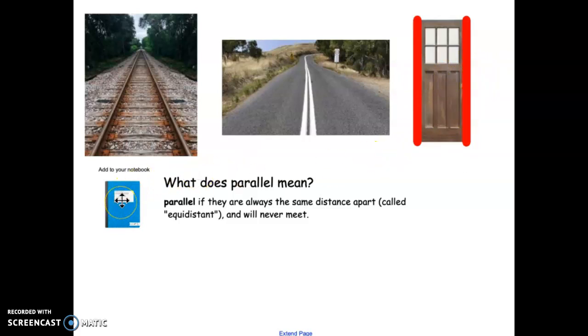You'll also see that we have our add to notebook. So what does parallel mean? If they're always the same distance apart, we call them equidistant. They'll never meet, their parallel lines. So pause the video and see if you can find some parallel lines around your house.